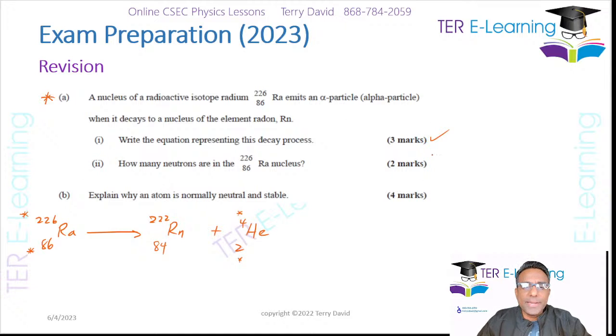The second part here: how many neutrons are there in the radon nucleus? I don't know why they're giving 2 marks, but what's the answer for that?